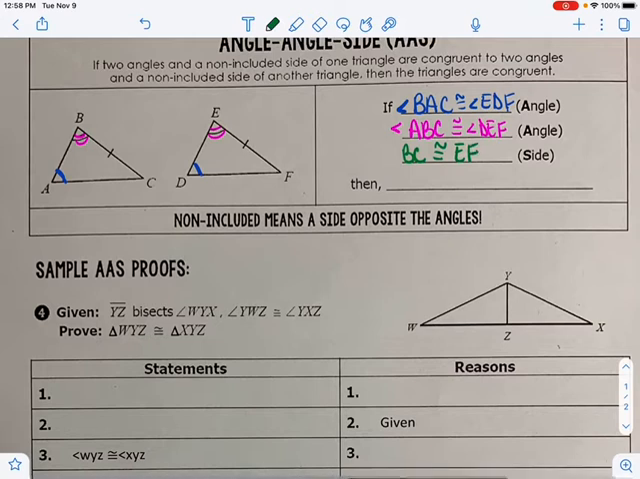Okay, I'm practicing the naming of triangles. If I name the first triangle, triangle CBA, I'm going to leave it for you guys to name the next triangle.